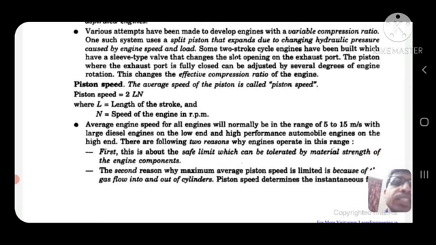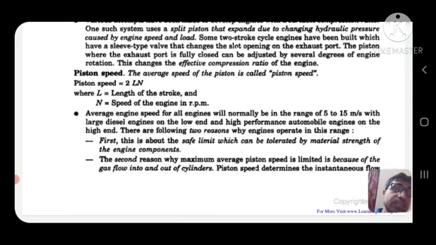Now, piston speed: the average speed of the piston is called piston speed. Piston speed is equal to 2LN, where L is the length of the stroke and N is the speed of the engine in RPM. Average piston speed for all engines will normally be in the range of 5 to 15 meters per second, with large diesel engines on the low end and high performance automobile engines on the high end.